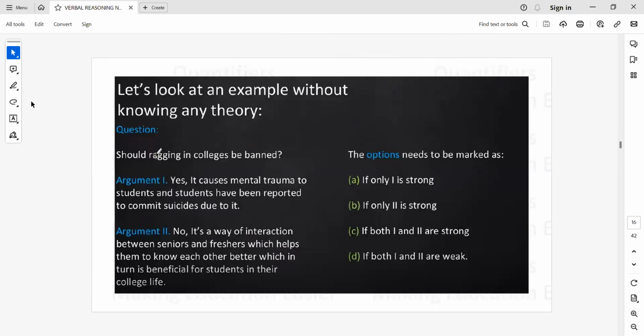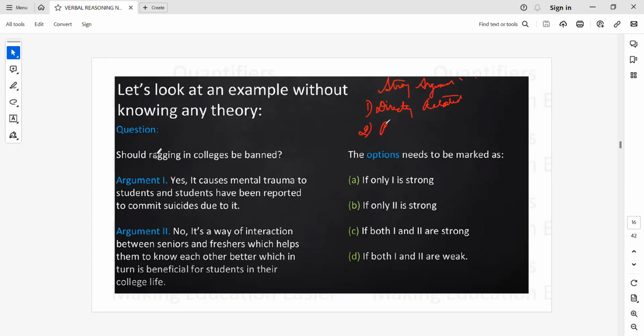But before that, let's do a quick recap of the argument. Which argument is a strong argument, or how would I know whether argument 1 is strong or not, or argument 2 is strong or not? The very first important thing is that a strong argument should be directly related to the question statement.